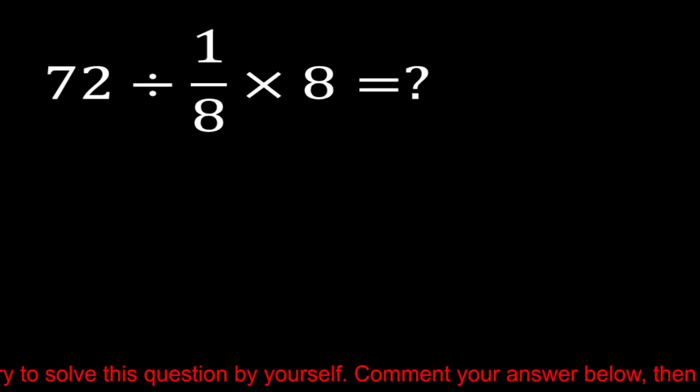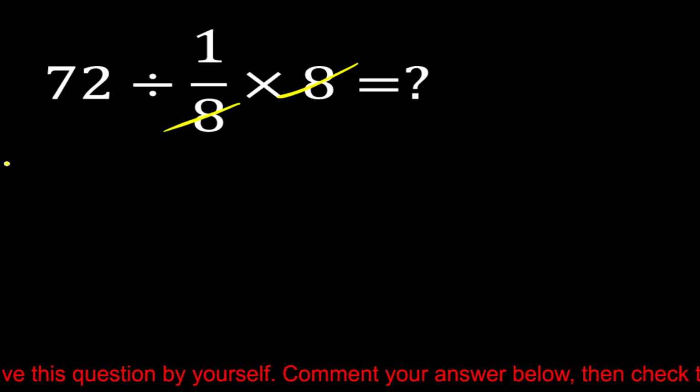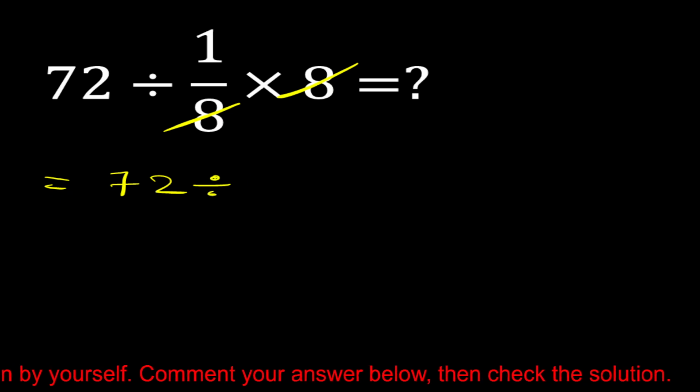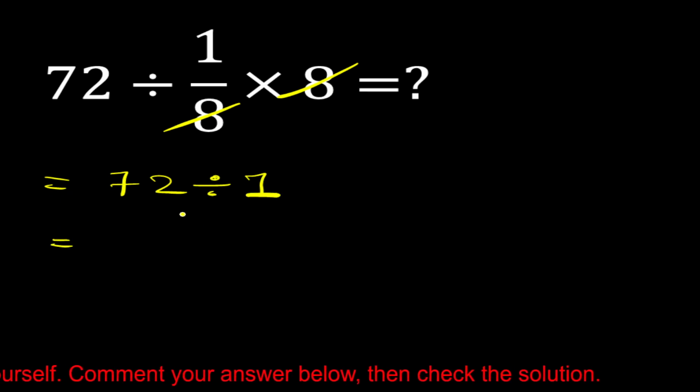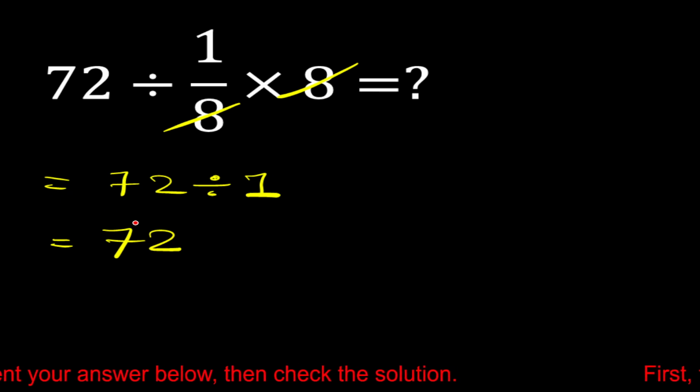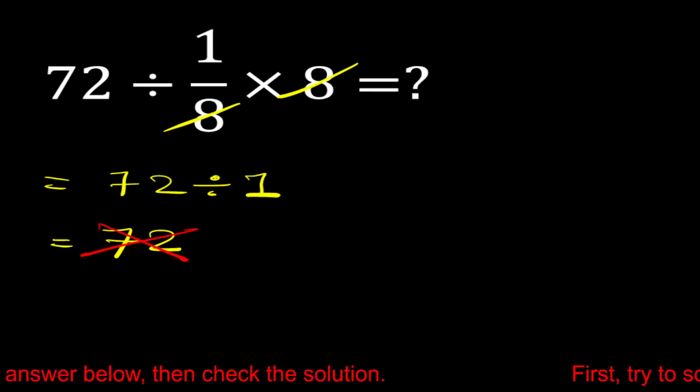So most people solve this question like 8 divided by 8 is equal to 72 divided by 1. Now 72 divided by 1 is equal to 72. But this answer is not correct. This answer is completely wrong. Okay.